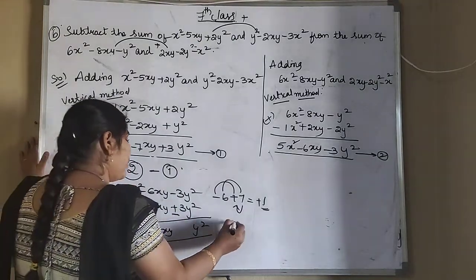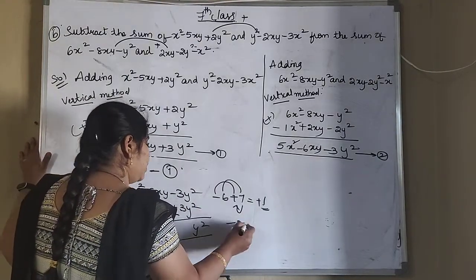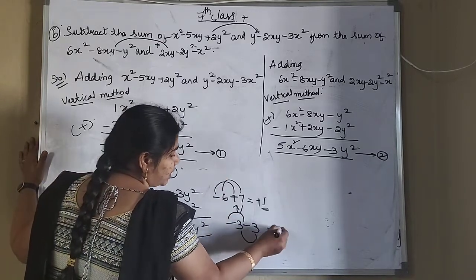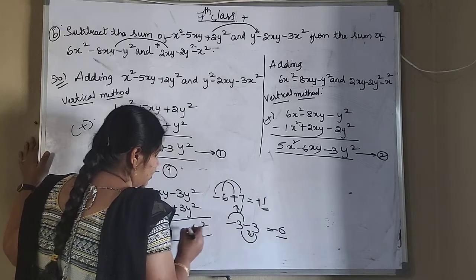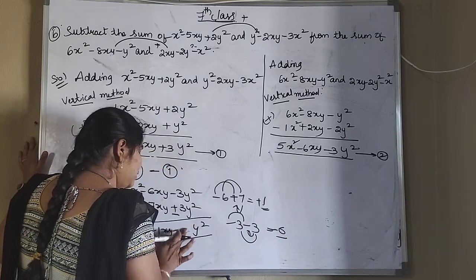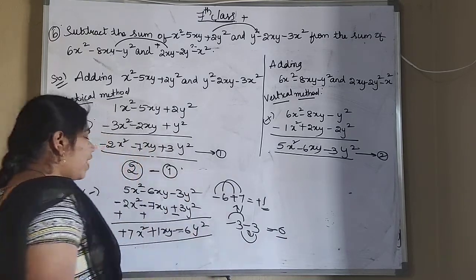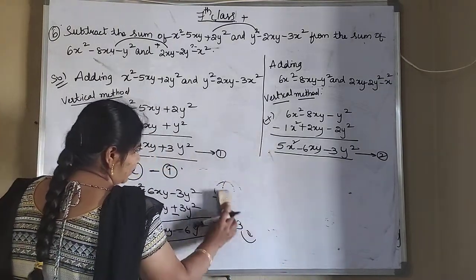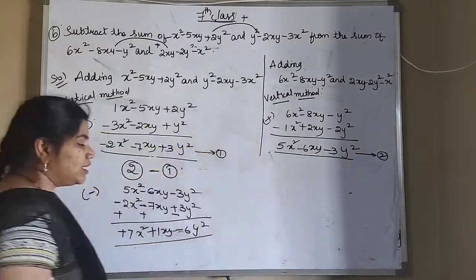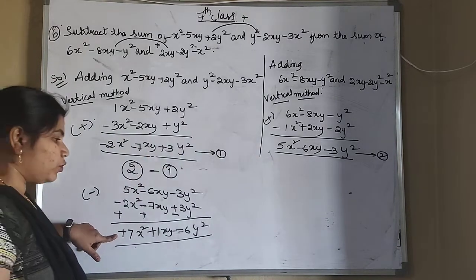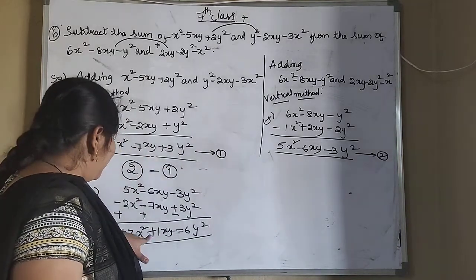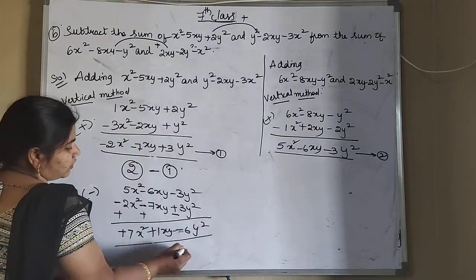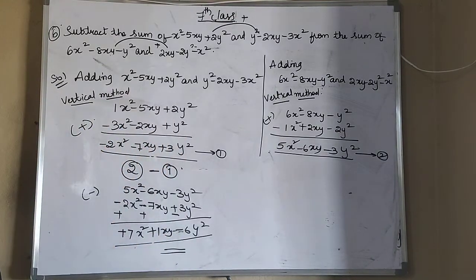Next is minus 3 minus 3. Minus into minus is plus. 3 plus 3 is 6. Now sign is minus. So we got it as minus 6y square. So what is the result here? After subtracting the given expressions, you got the result as plus 7x square plus 1xy minus 6y square. So this is our result for this sixth bit.